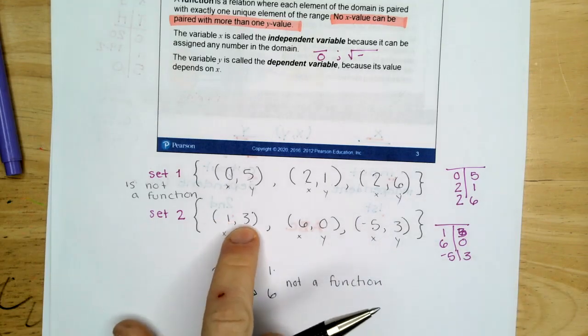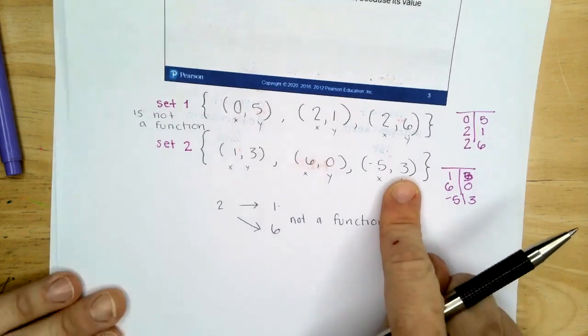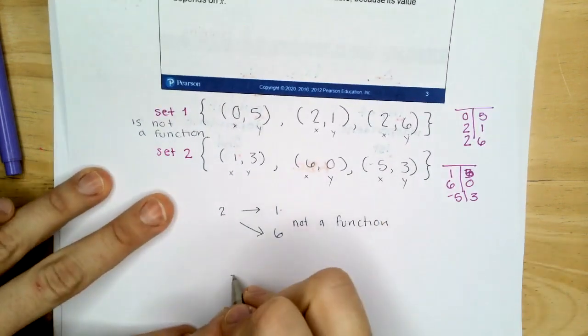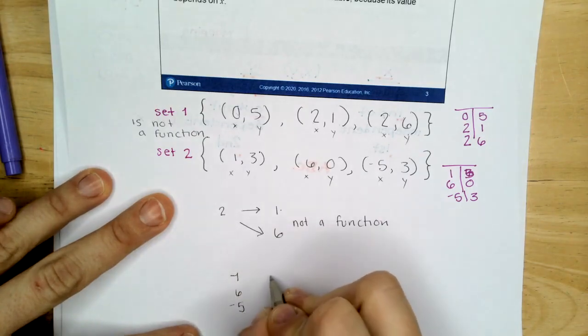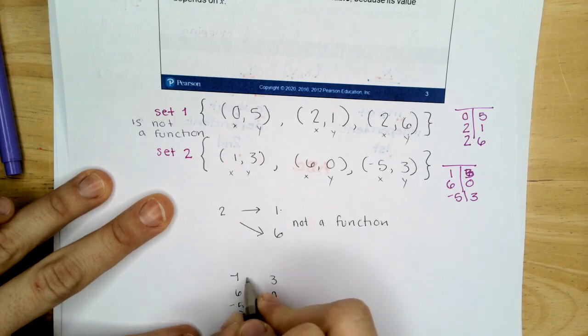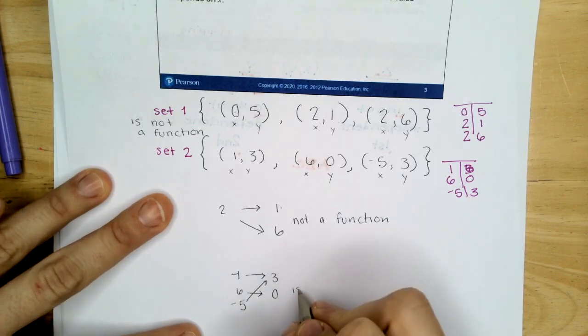Let's look at set 2. (1, 3), (6, 0), (-5, 3). What would that mapping look like? We have a 1, we have a 6, and a negative 5. And then we only have a 3 and a 0 over here. So 1 maps to 3, 6 maps to 0, negative 5 maps to 3. That is a function.